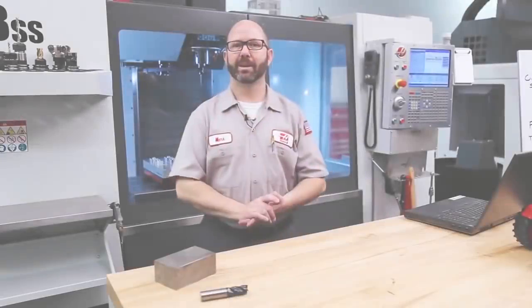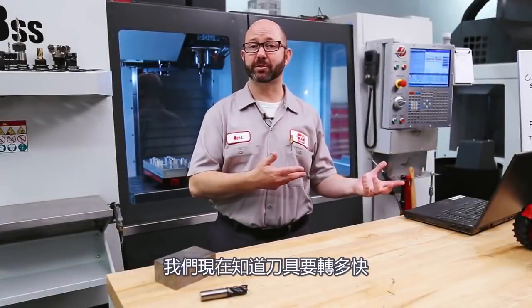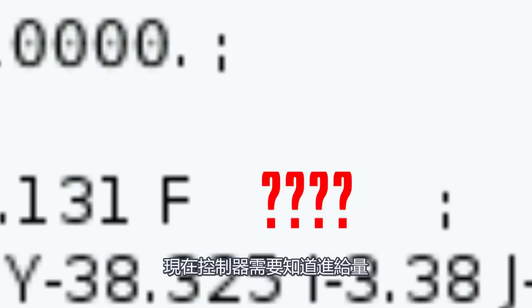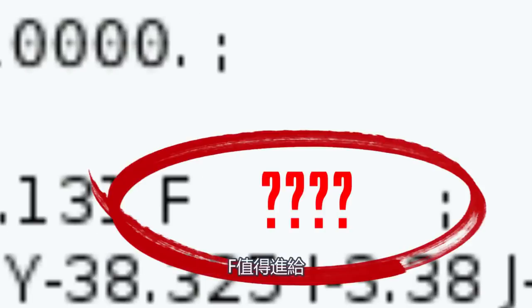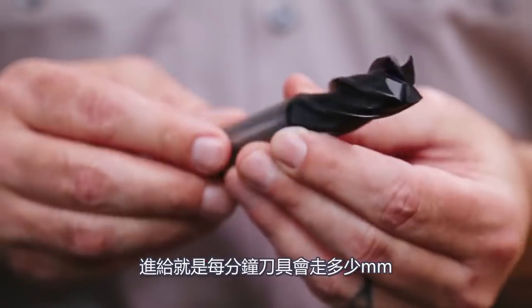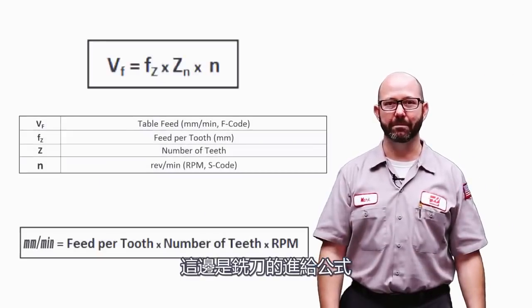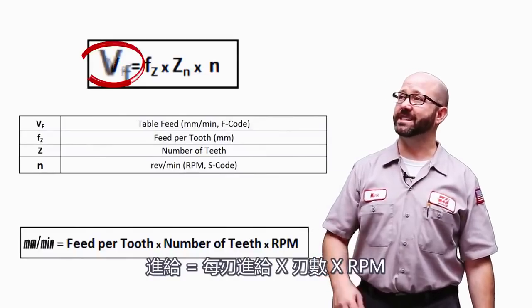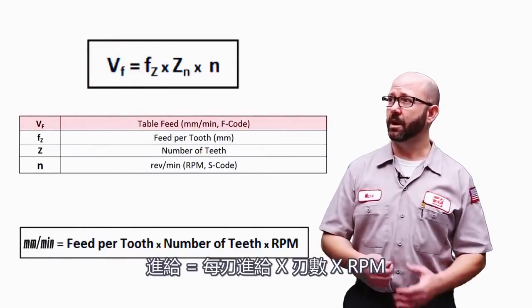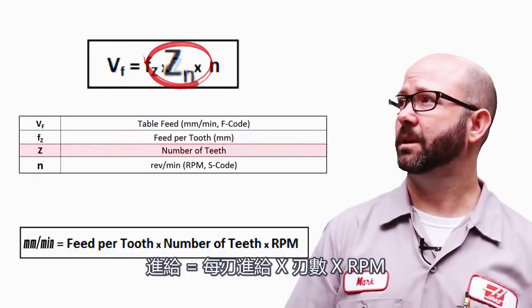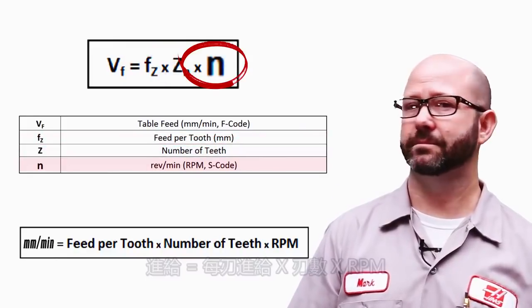Exactly. We now know how fast to spin our tool, our speed. The control now needs our table feed, our F code of feed rate. The feed rate is how far the tool will travel in 1 minute in millimeters along the tool's center line. Here is our feed rate formula for end mills. We've got our table feed equals our feed per tooth times the number of teeth times our RPM.